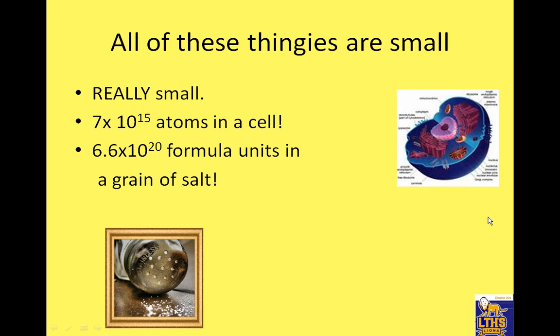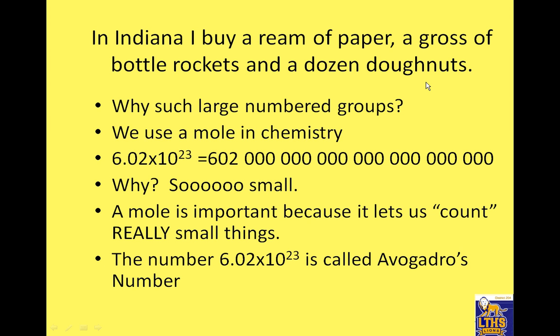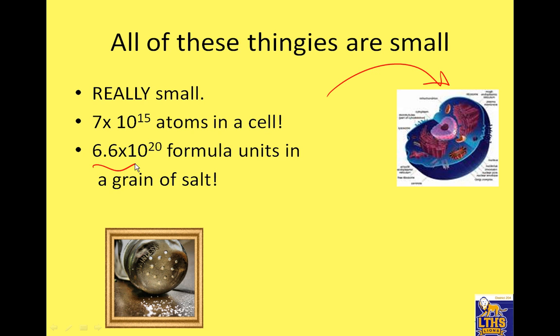So make sure you know that these are the thingies of chemistry, or the particles that represent those types of substances. All of these thingies are really small. I mean really, really small. So say you had a cell. There might be 7 times 10 to the 15th atoms in that one cell. Now, if you had a grain of salt, there might be 6.6 times 10 to the 20th formula units in one of these tiny grains of salt. It's hard to imagine how much that really is.